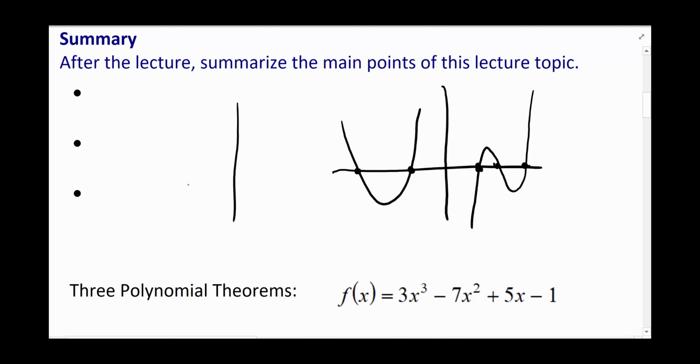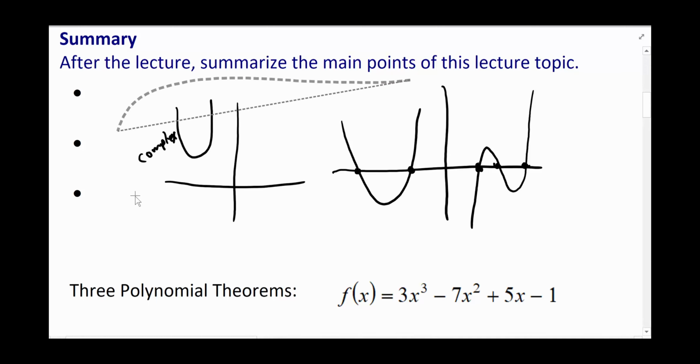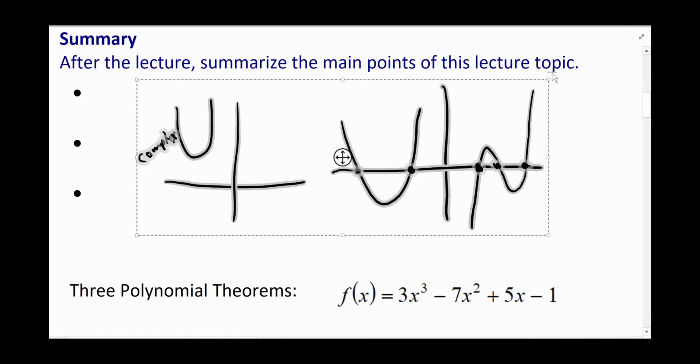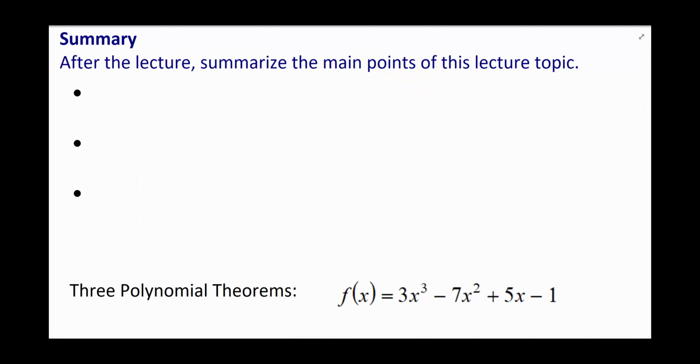But once in a while, say you have a parabola that looks like this, notice it doesn't have any roots that cross the x-axis, so then you would have complex roots only, roots that involve the imaginary numbers. All right, so let me go ahead and delete that. All right, so three theorems.